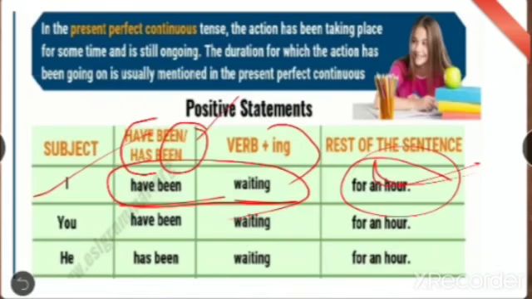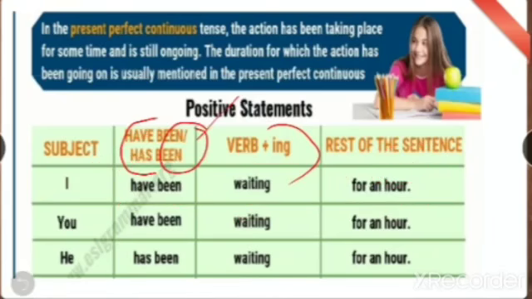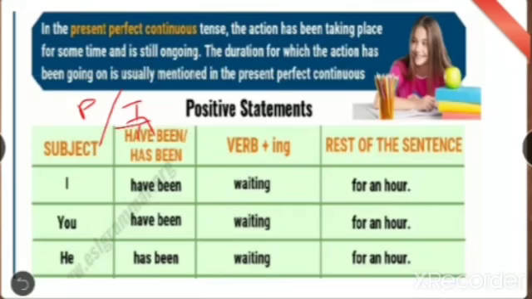I hope this is clear. And the formula has or have been waiting. Okay, now let me tell you about has or have. Have you're going to use for plural. And if you have I or you, is it clear? Has will be used for singular. This students please keep in mind.